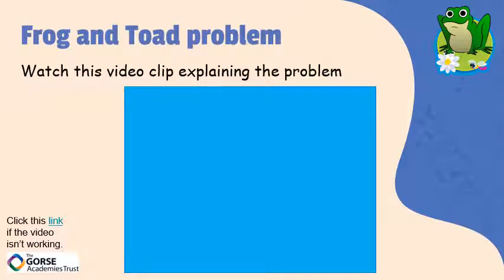Now that starting problem was there to get you thinking about problem solving and the logical skills required within it. We're going to now look at our main problem called the frog and toad problem. And to explain this, I'd like you to watch the following video clip by clicking on the square, or if that doesn't work, click on the link.